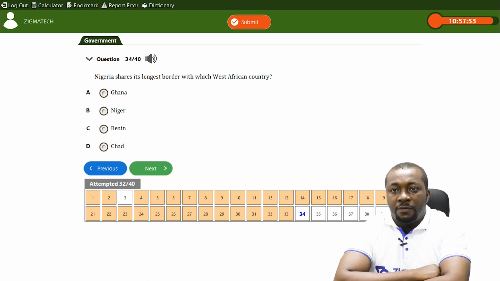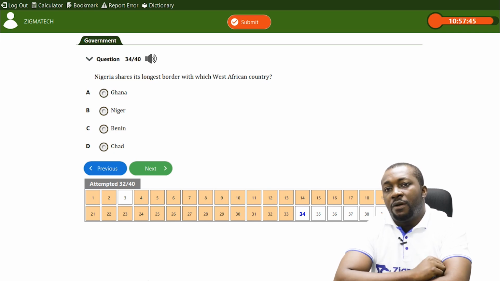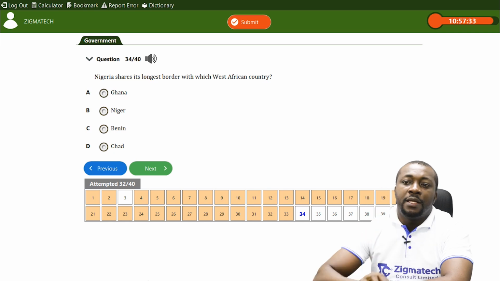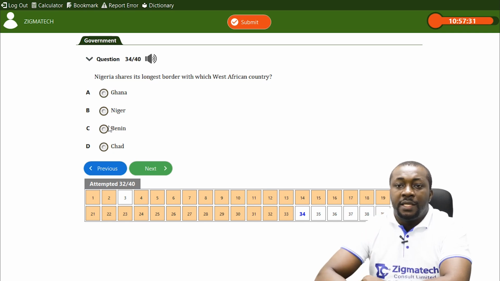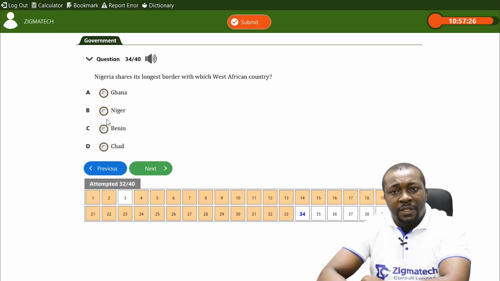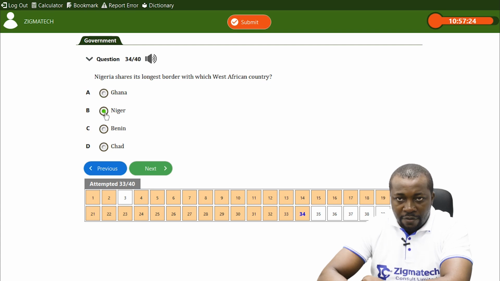Now, Nigeria shares its longest border with which West African country? The longest border Nigeria shares with a West African country is 1,400 something kilometers. And the country that it shares this long border with is Niger Republic. It's not Ghana, it's not Benin, it's not Chad.